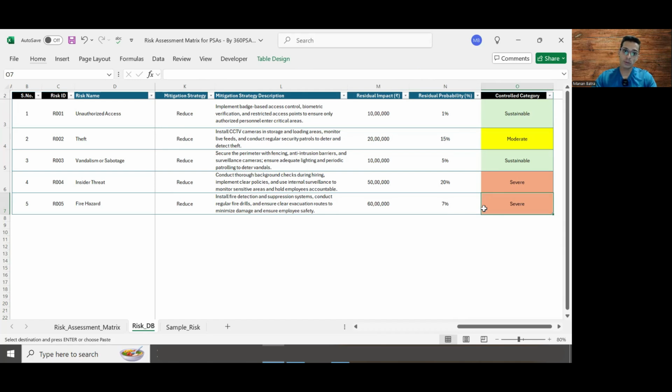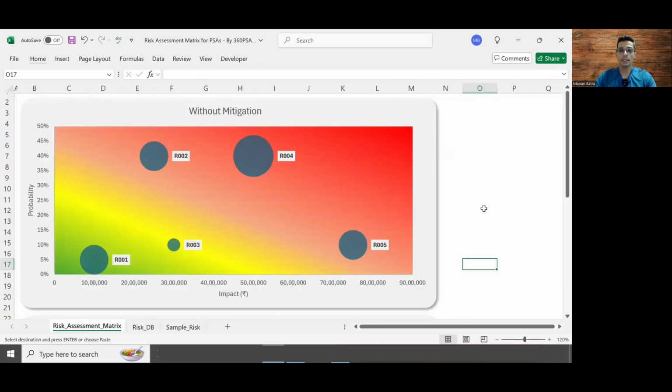So now coming back to the risk assessment matrix, as I had already said, you see a 5th circle, which is R005 here, because now you have added another risk and it's in the severe category, right?